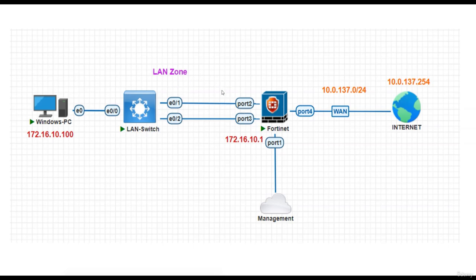So this is all about aggregate. In this video we are not trying to understand in depth about aggregate or LACP, because it's a common networking function. We are going to see how to configure LACP or aggregation in the FortiGate firewall. That's the agenda. So let's get into our lab and see how to configure it.